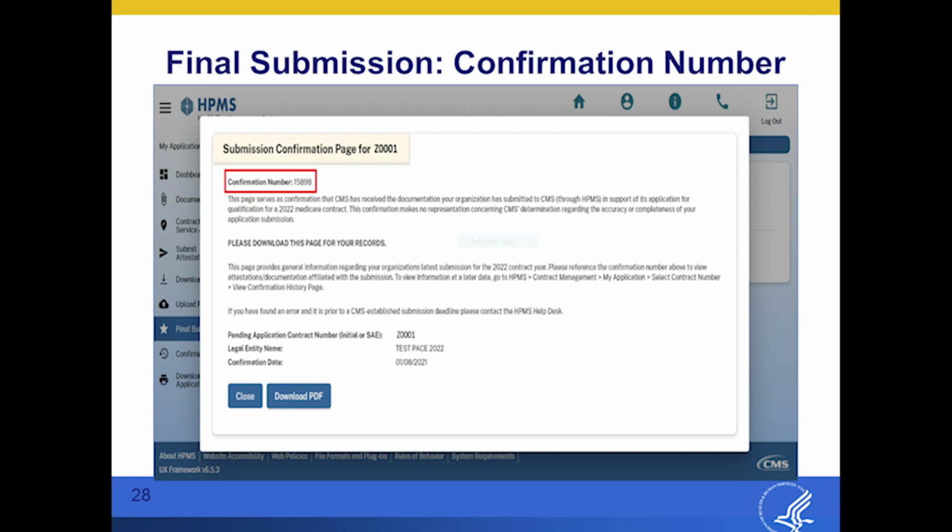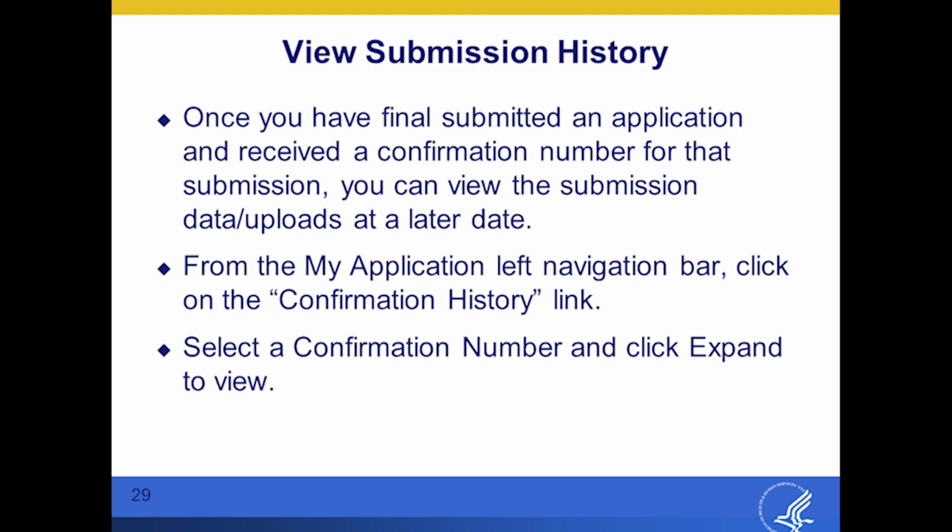The screenshot on this slide shows a successful application submission. The confirmation number is displayed at the top of the page. The Download PDF function is available if you wish to download a copy of the confirmation to your computer. The application process for PACE organizations typically requires two submissions: the initial submission and the submission in response to the Request for Additional Information, or RAI. Each successful final submission of the application generates a new confirmation number.